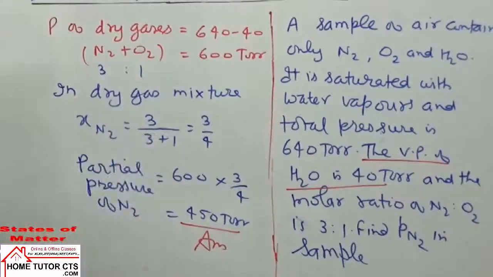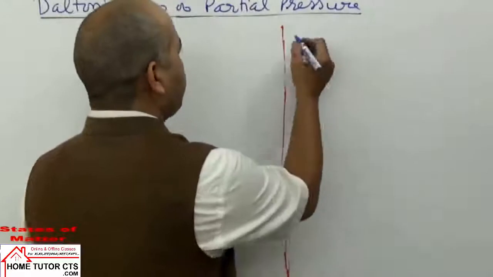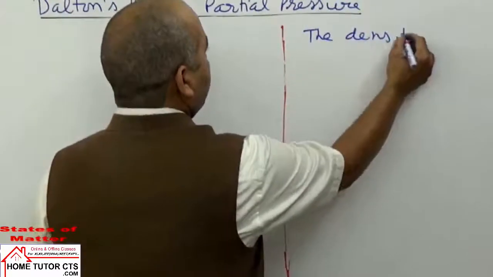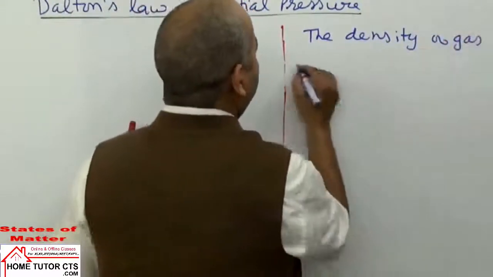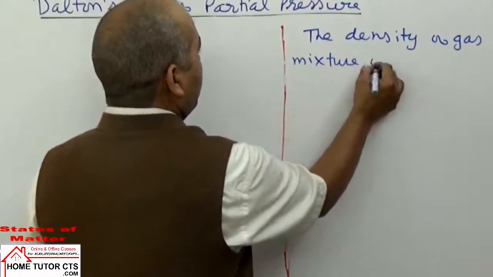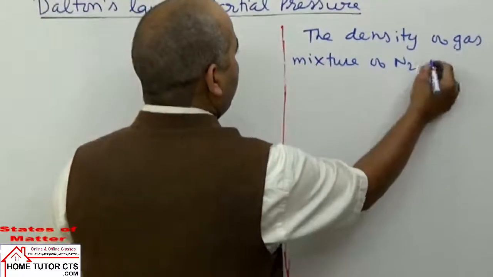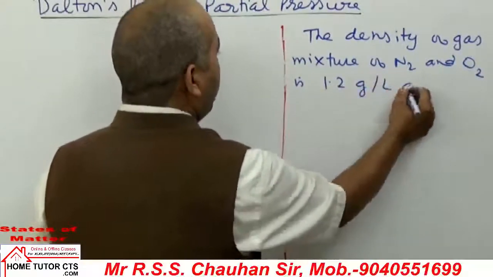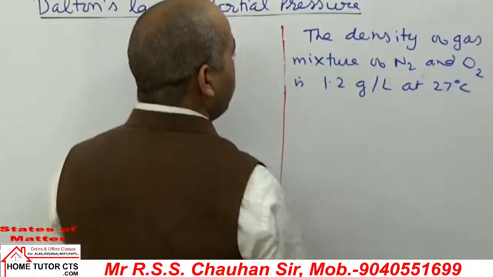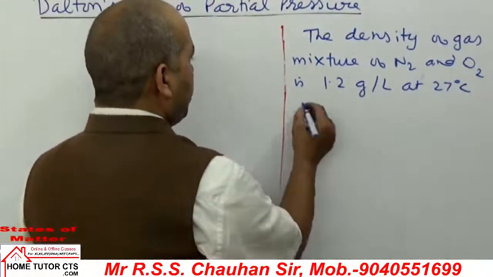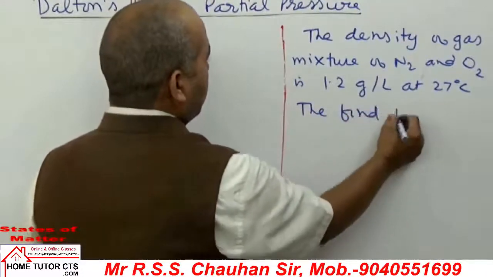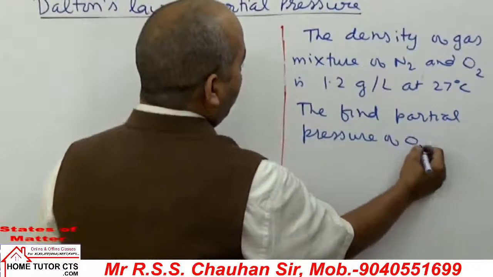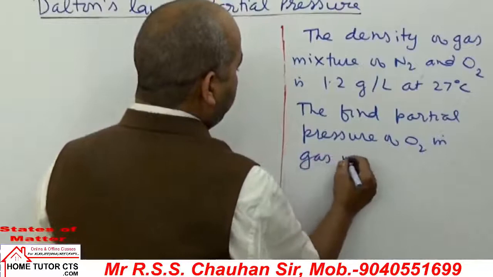Let us take one more question. आपका next question यहाँ पे दिया हुआ है. दिया: the density of a gas mixture of N2 and O2 is 1.2 gram per liter at 27 degrees Celsius, then find the partial pressure of O2 in the gas mixture.